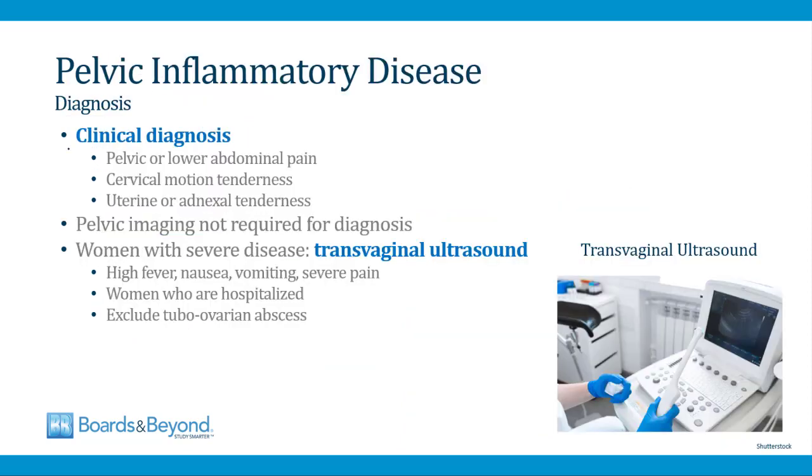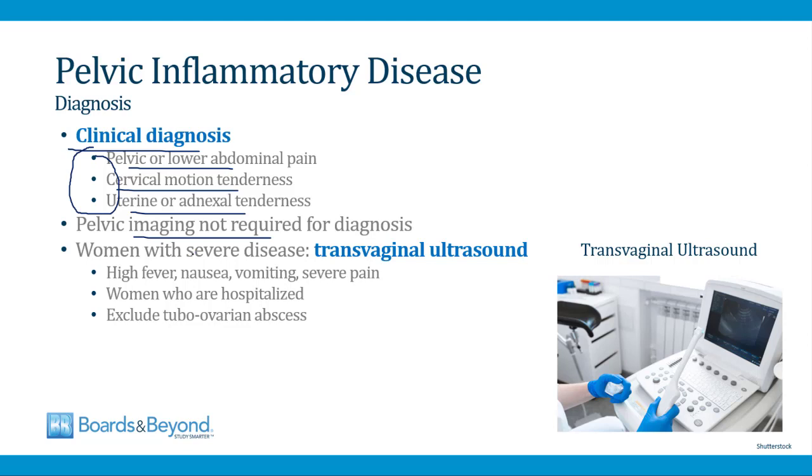Pelvic inflammatory disease is a clinical diagnosis. It's made in women who have pelvic or lower abdominal pain, plus cervical motion tenderness or uterine or adnexal tenderness. If you have these findings, you can make the diagnosis and begin treatment with antibiotics, which we'll talk about in a minute. Imaging is not required for the diagnosis of PID.